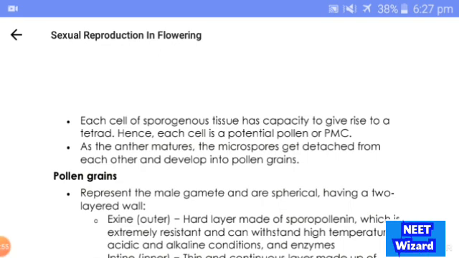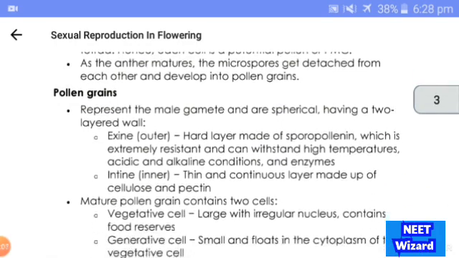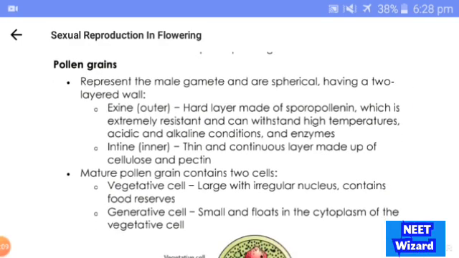Now, as the anther matures, the microspores get detached from each other and develop into pollen grains. Pollen grains represent the male gametophytes and are spherical, having a two-layered wall. The outer layer is the exine, a hard layer made of sporopollenin, which is extremely resistant and can withstand high temperature, acidic and alkaline conditions and enzymes. The inner layer is the intine, a thin and continuous layer made up of cellulose and pectin.